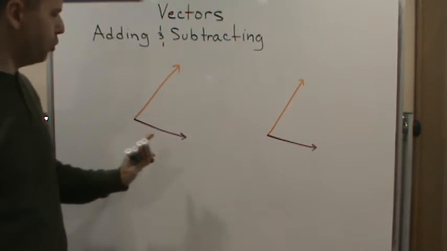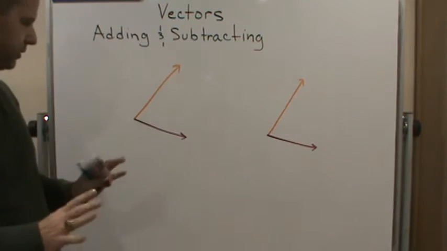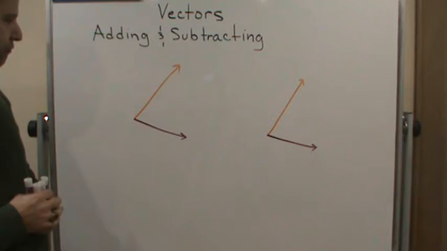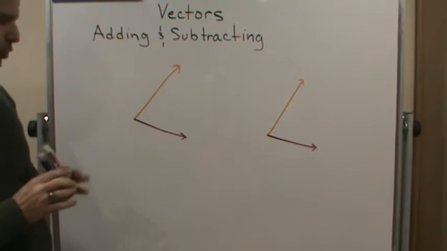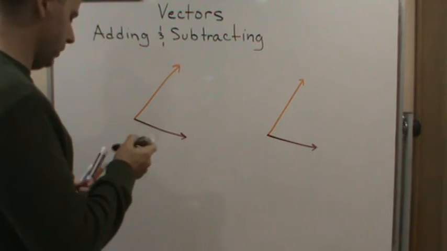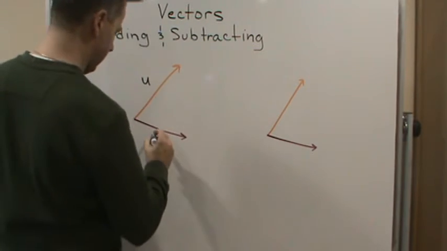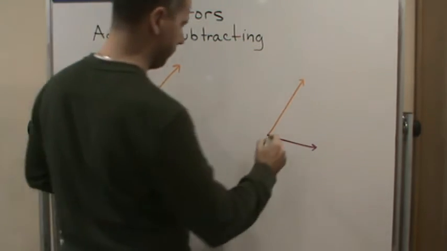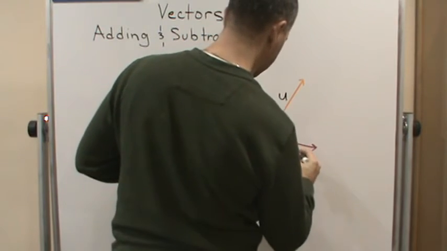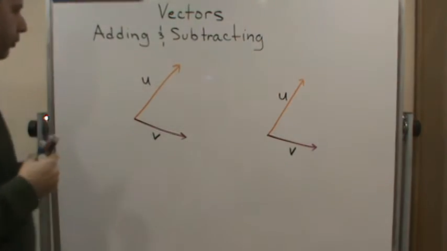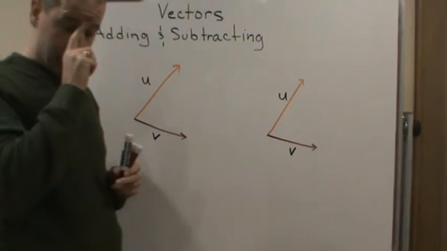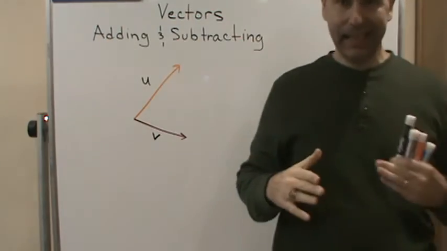So I drew the same vector, at least hopefully the same vector here. And I'm going to show you the addition. So let's call this vector u and this vector v, u and v. So when you add vectors, think about adding arrows.